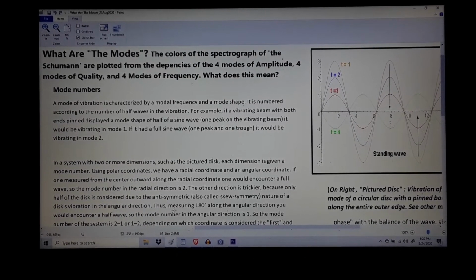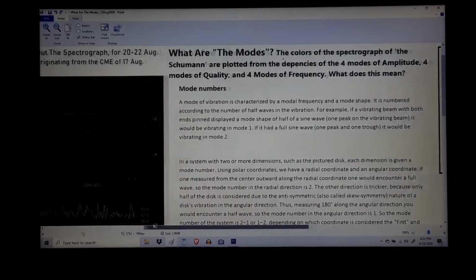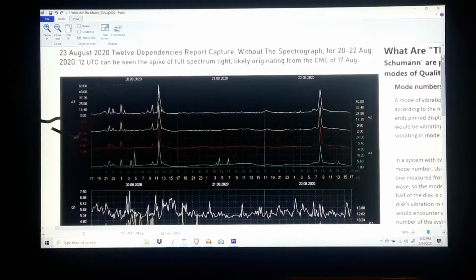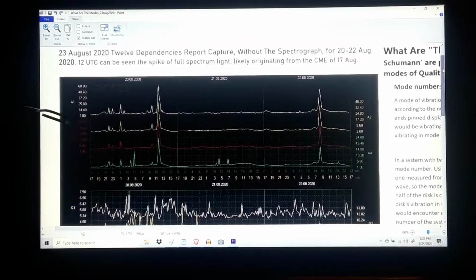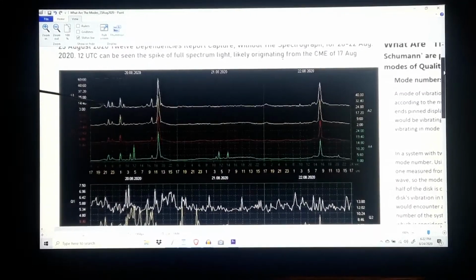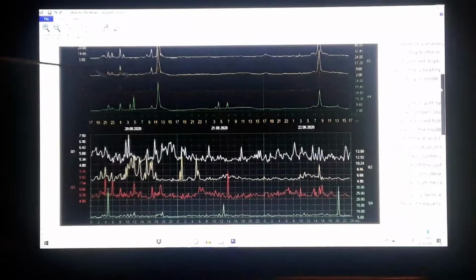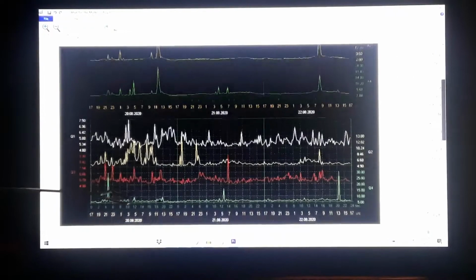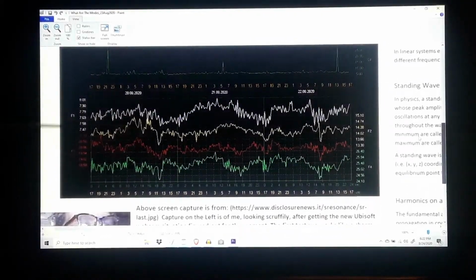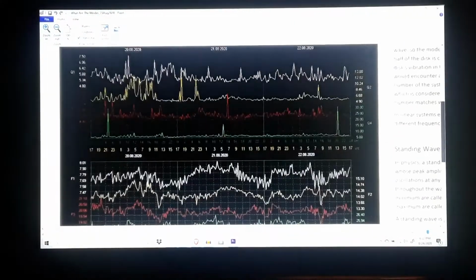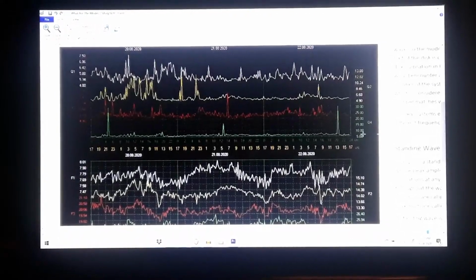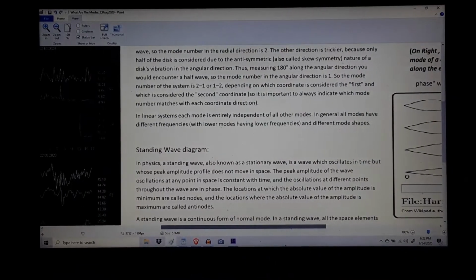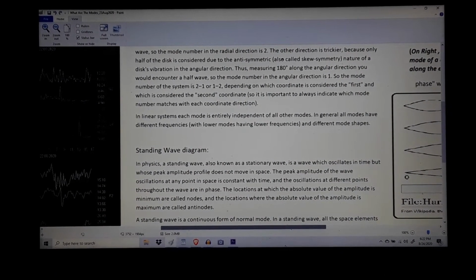All right, so you have seen this. I've shown this before. This is common enough on my channel. These are the dependencies: 1, 2, 3, 4, 5, 6, 7, 8, 9, 10, 11, 12. So those are the 12 dependencies, the sub-dependencies of amplitude, quality, and frequency.